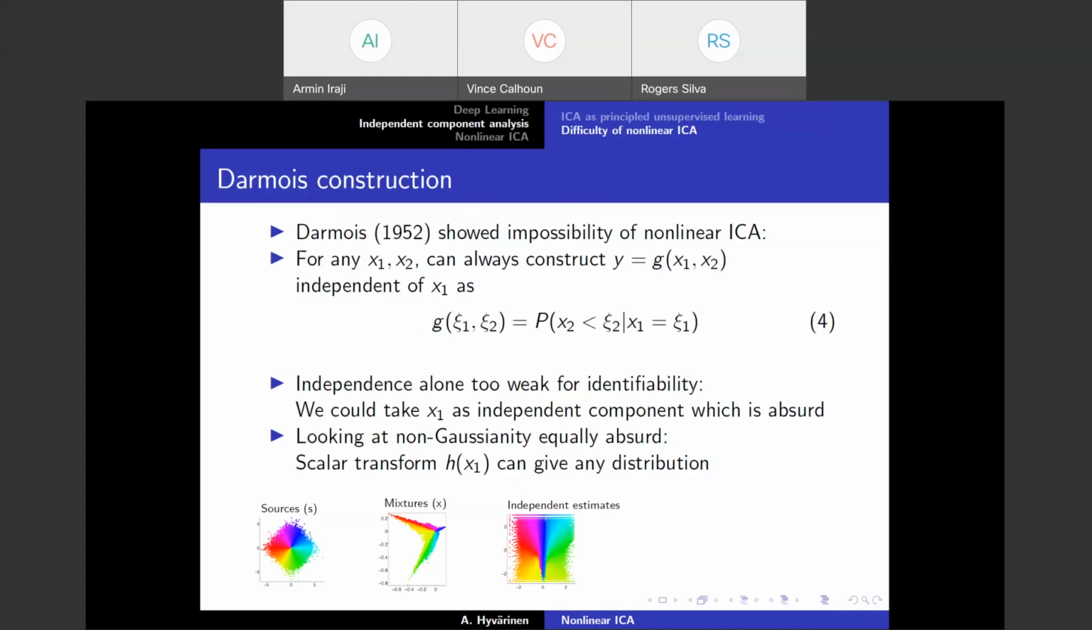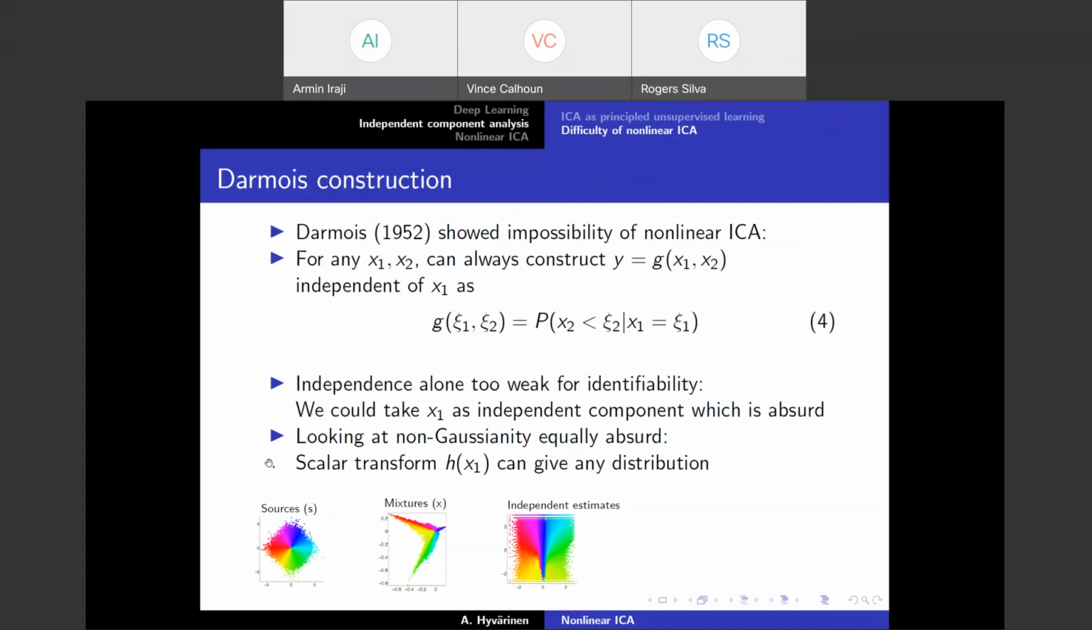So in that sense, we could kind of think that x1 is an independent component, which is absurd. We cannot arbitrarily say that one of the observed variables is an independent component. So independence alone is simply too weak to provide enough constraints.